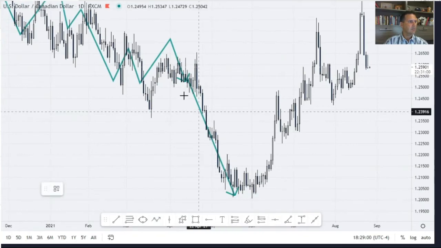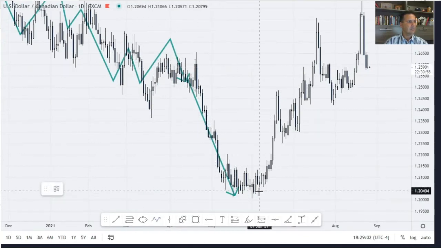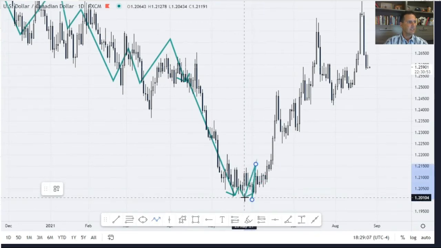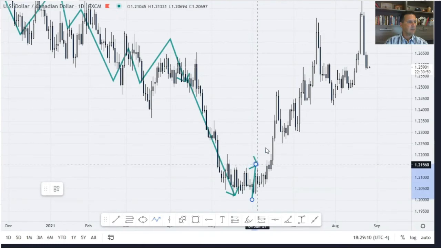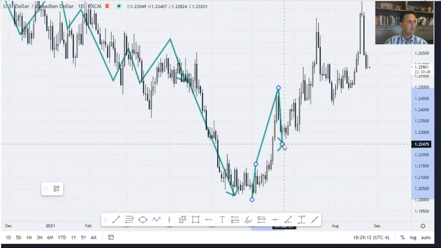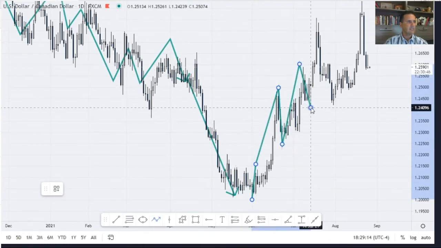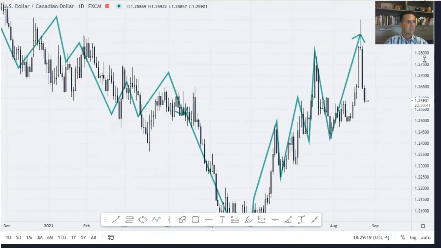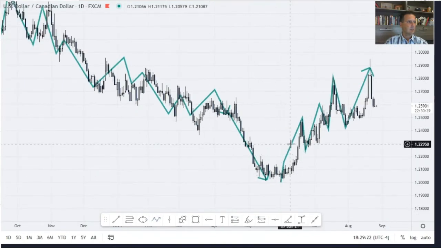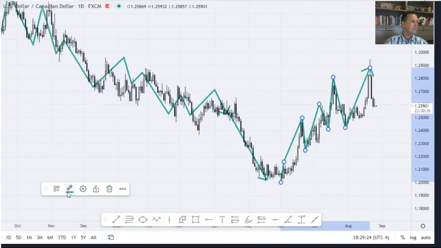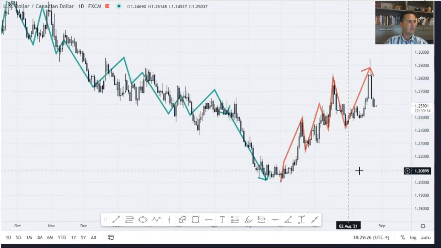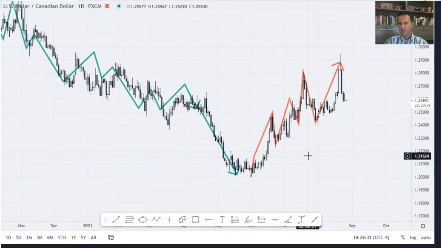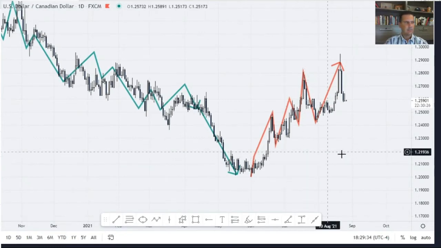The market is making lower lows, lower highs, lower lows, lower highs. This is the high, this is the low, this is the high, this is the low, and this is the high. So USD CAD right now, tomorrow maybe it's going to be something different, we are in an uptrend. Asfan, uptrend, yes sir.